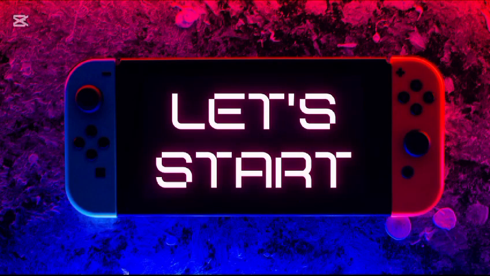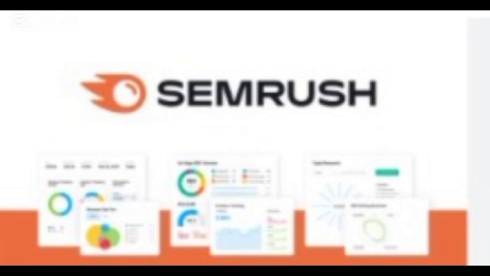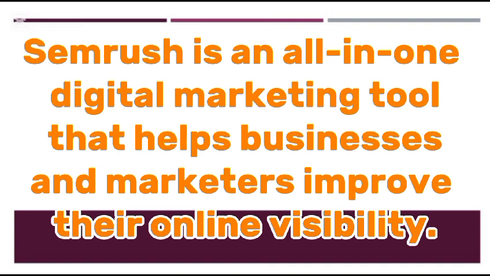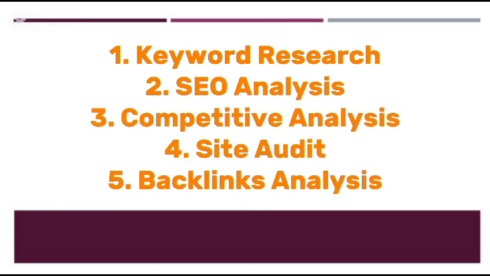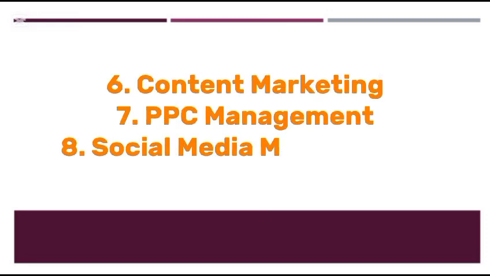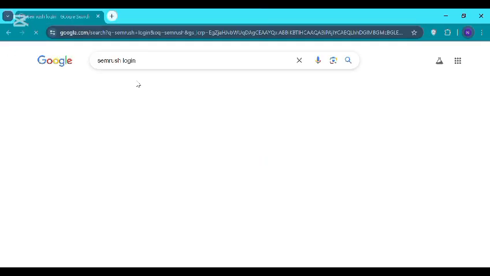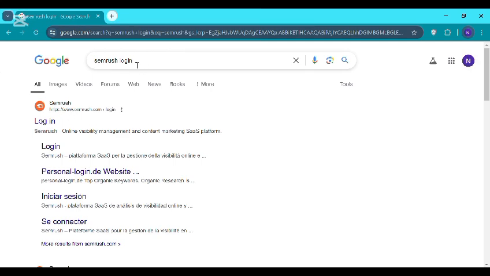In this video, I will guide you on how you can use SEMrush for various purposes. SEMrush is an all-in-one digital marketing tool that helps businesses and marketers improve their online visibility. Why do we use SEMrush? We can do keyword research, SEO analysis, competitive analysis, site audit, backlinks analysis, content marketing, PPC management, social media management by using SEMrush. Write SEMrush in your Chrome browser and open the site.